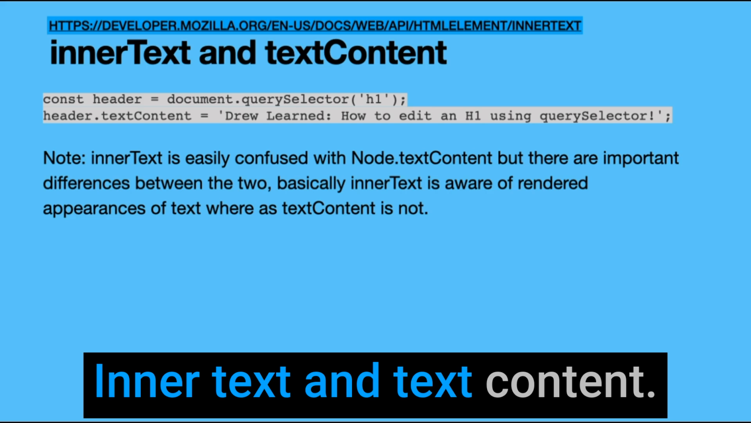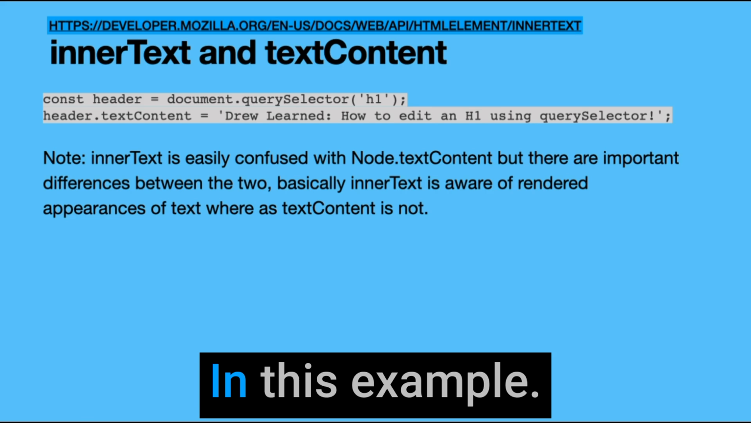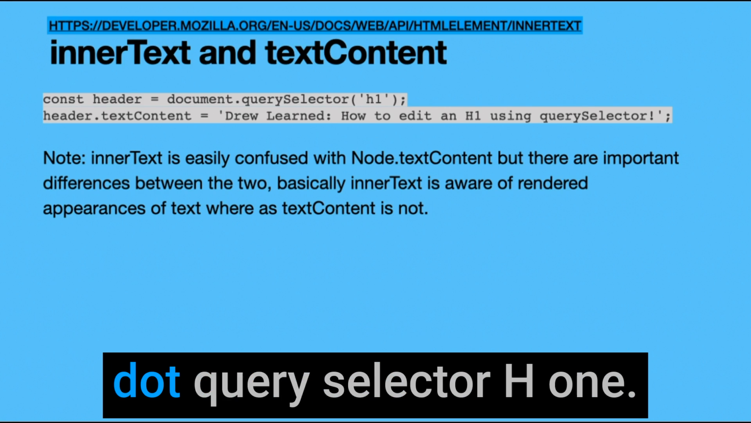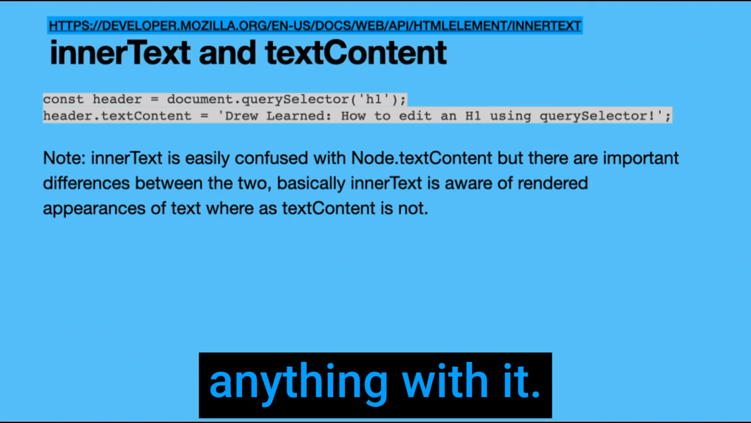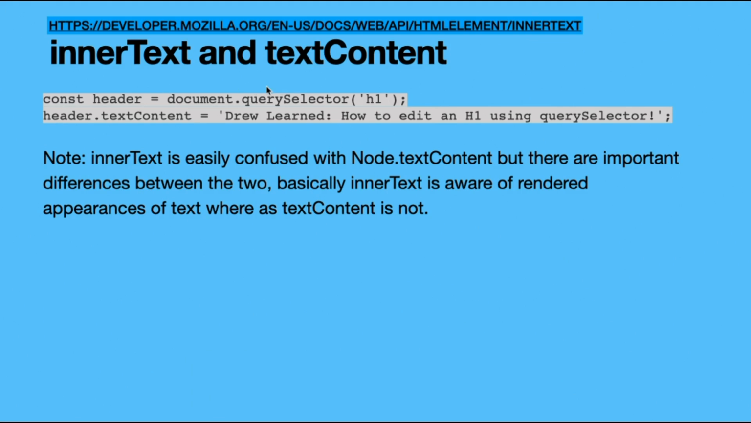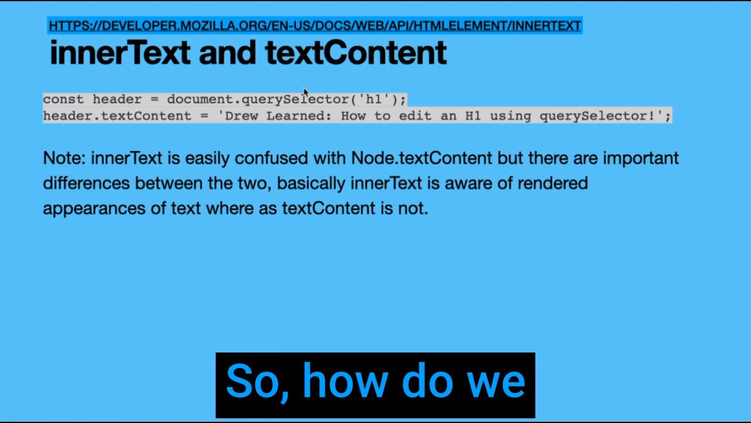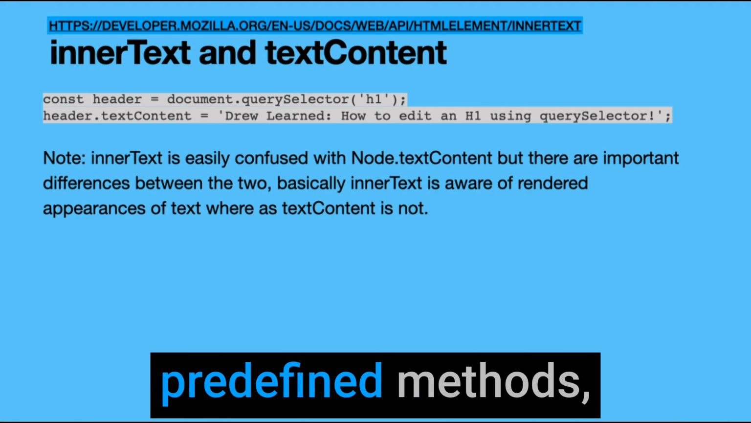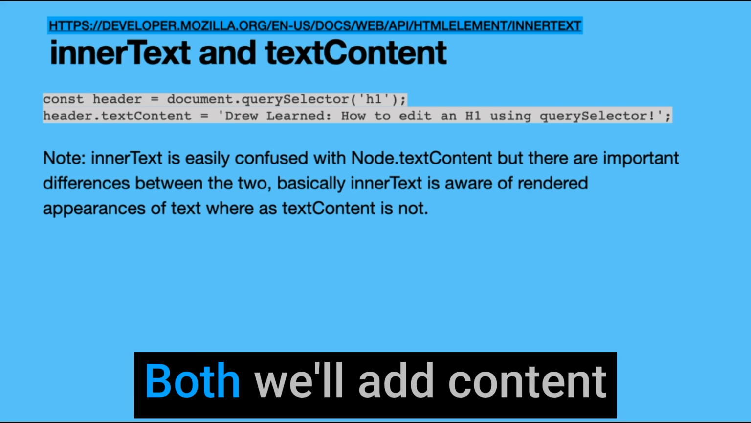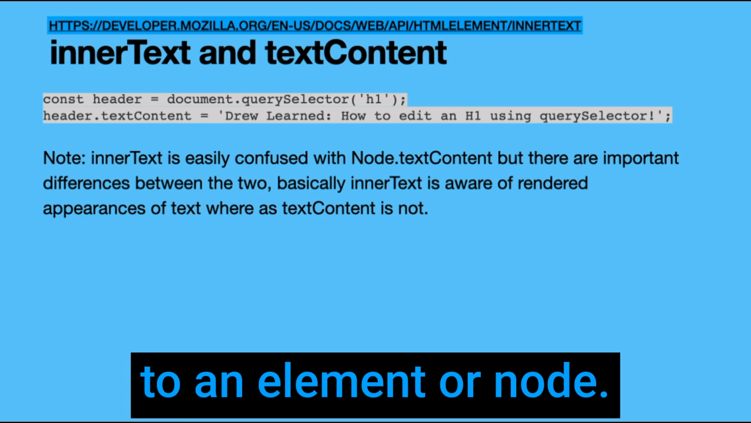innerText and textContent. In this example, we can see that const header equals document.querySelector h1. We're not doing anything with it. You just selected it at this point here. So how do we manipulate it? One way is to use predefined methods such as innerText and textContent. Both will add content to an element or node.